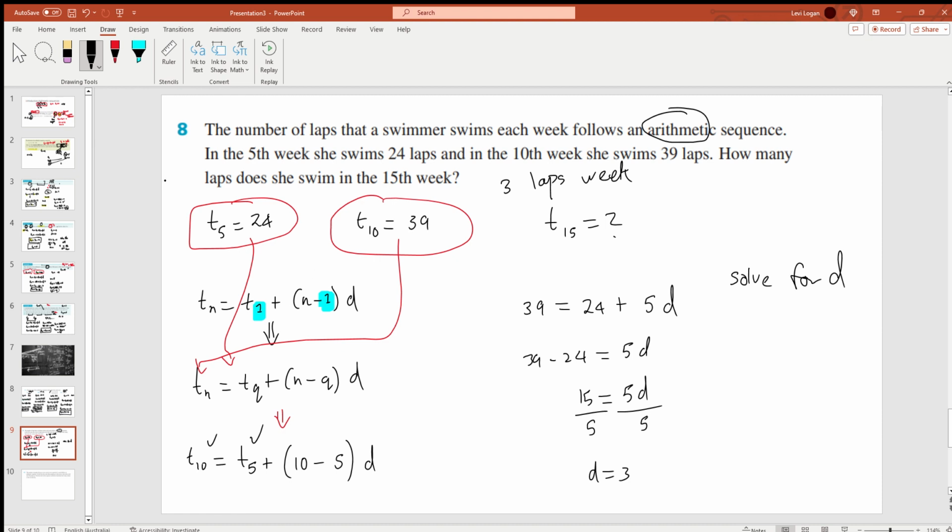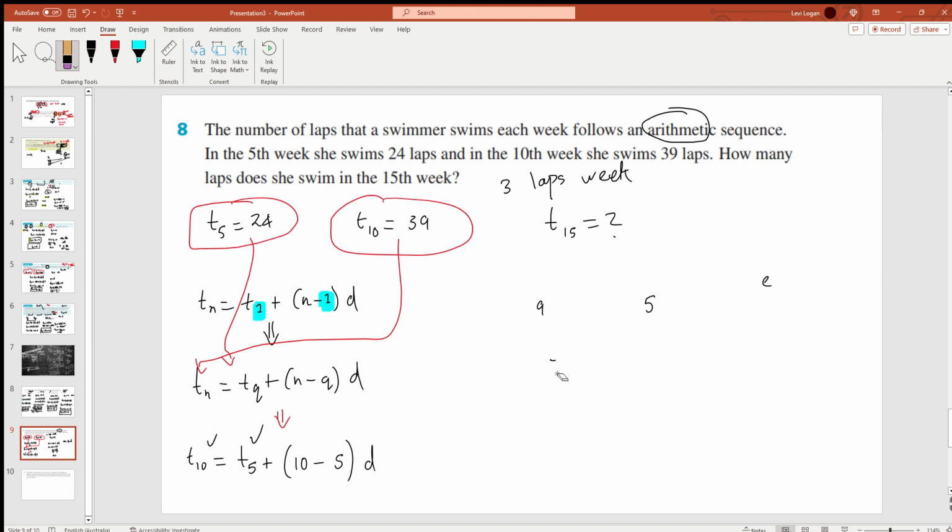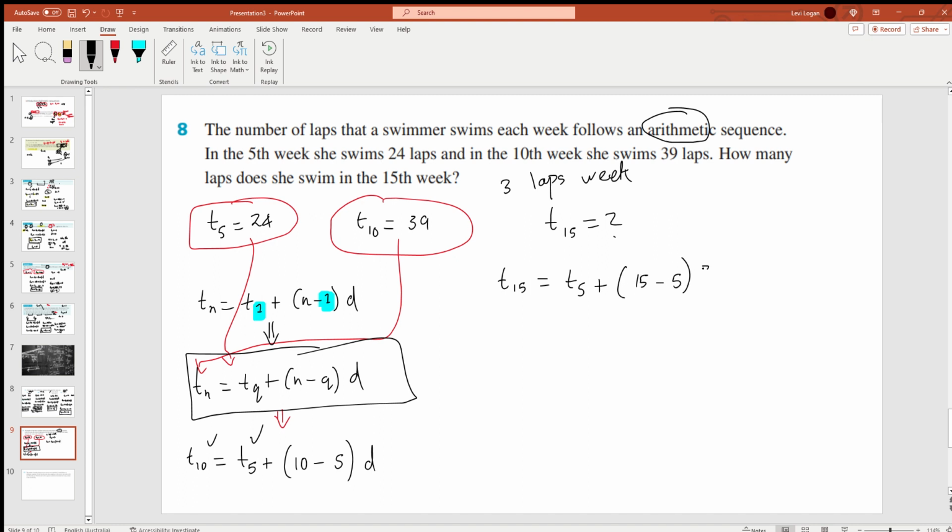So what do we do with this information now? Well, we need to know how many she swims in the 15th week. So we can rub this stuff out so we have enough room on this page. Using our same rule here, we can choose T of n to be T of 15. So we can go T of 15 equals, and then we can choose either the 5th term or the 10th term for T of q. So I'll choose the 5th, so T of 5 plus, and now n is 15, minus 5 times by 3.